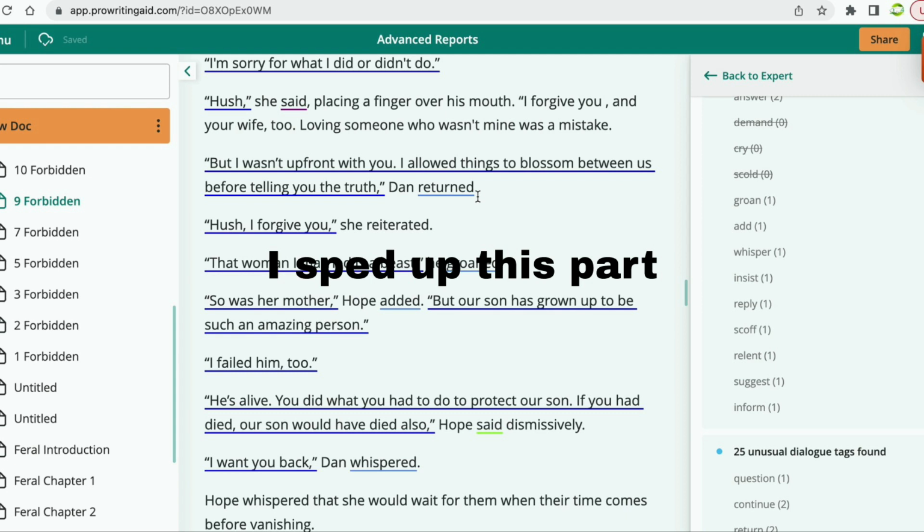Now, I might have a story conflict with this one. "Loving someone who wasn't mine was my mistake." Okay, because she knew that he was married in a new storyline for Dakota's mother. So I may have to take this out or change it. Let me see. "But I wasn't upfront with you. I allowed things to blossom between us before telling you the truth."